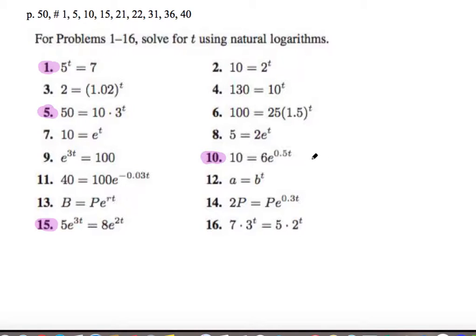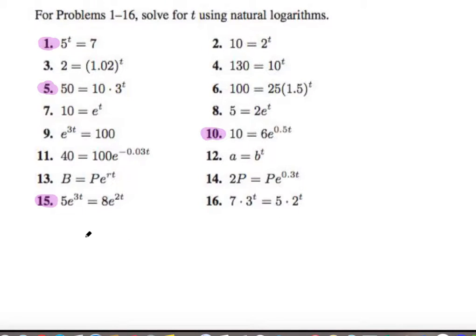These are the solutions to calculus homework number 22. So we have 4 problems here off the bat, just solving for t using natural logs.